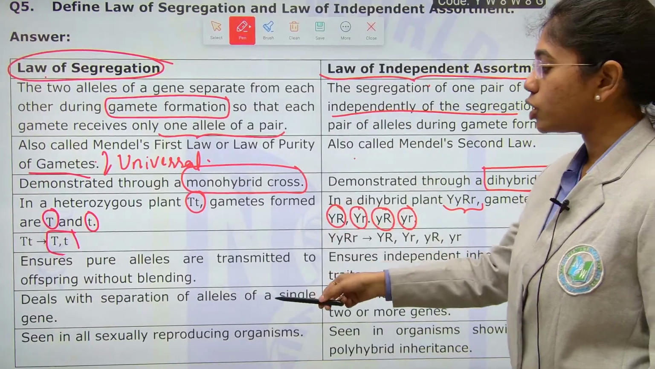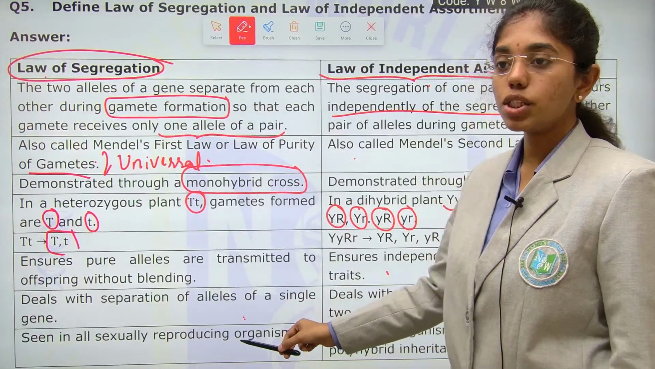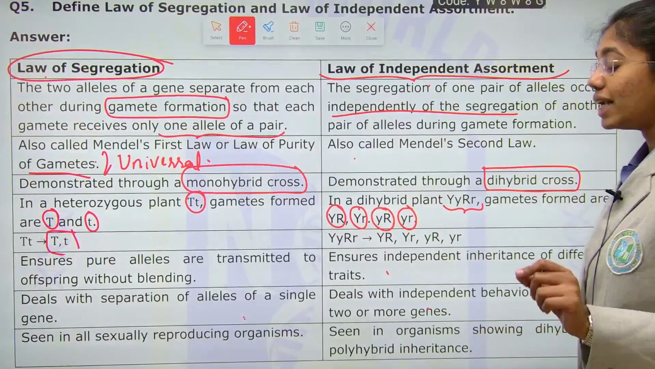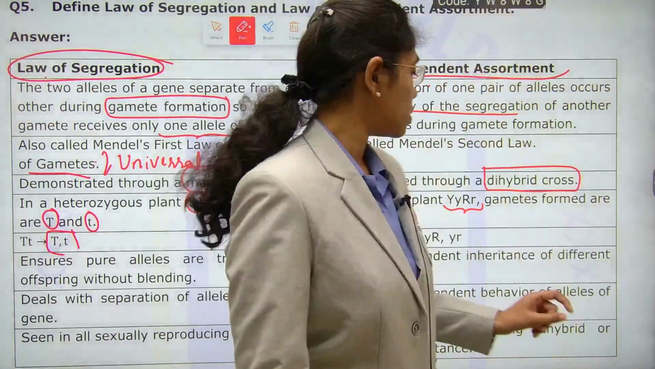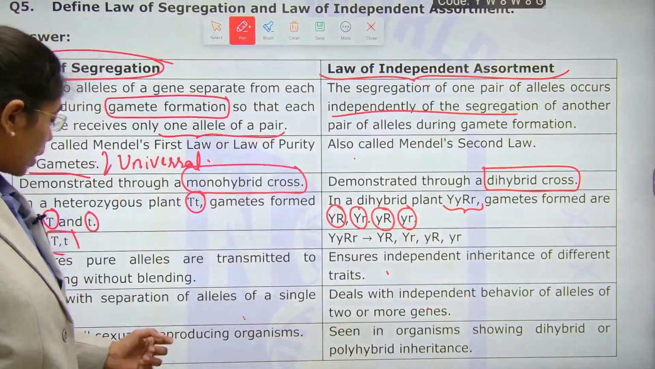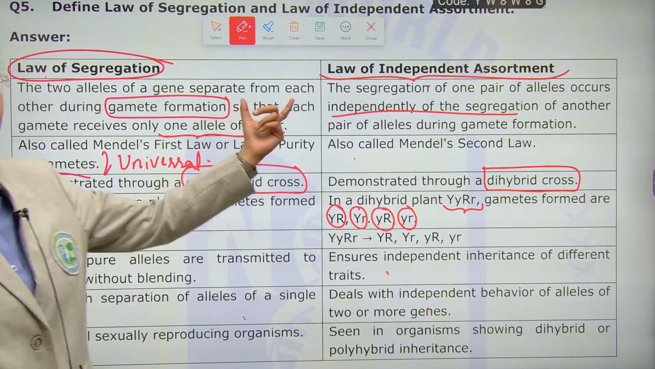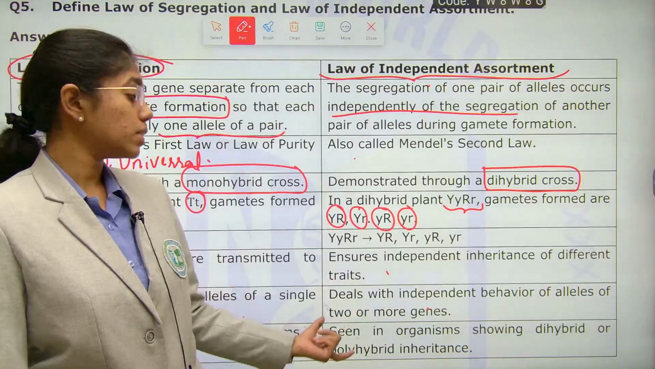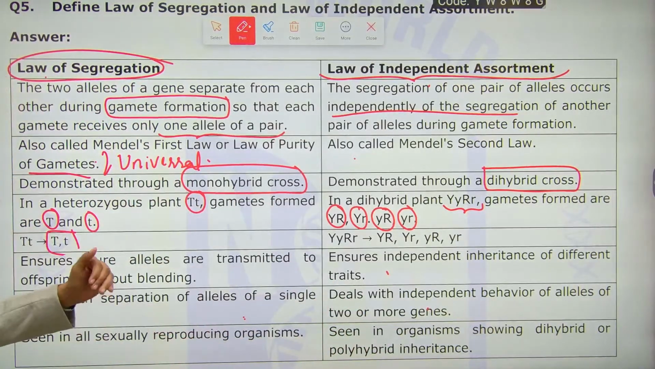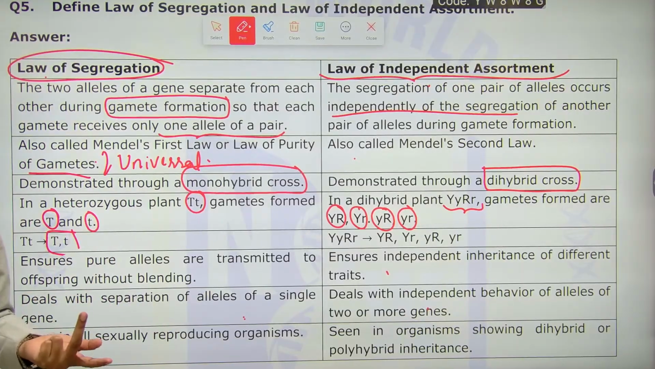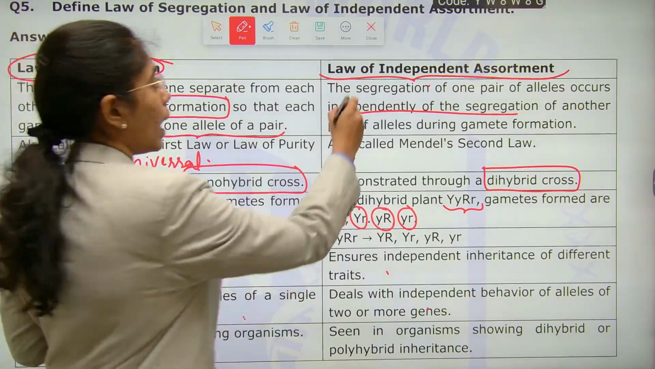The law of segregation deals with separation of alleles of a single gene, whereas the law of independent assortment deals with independent behavior of alleles of two or more genes. Segregation is seen in all sexually reproducing organisms, whereas independent assortment is observed in organisms showing dihybrid or polyhybrid inheritance.